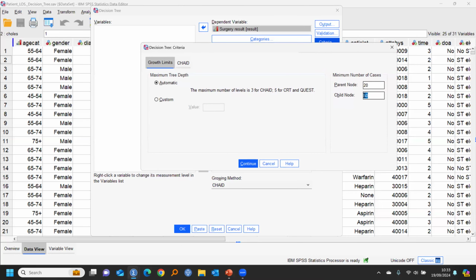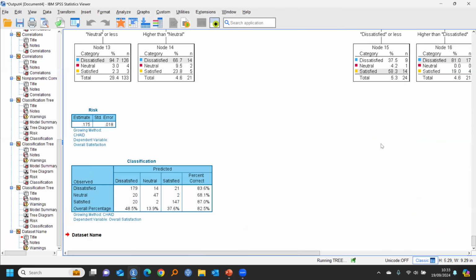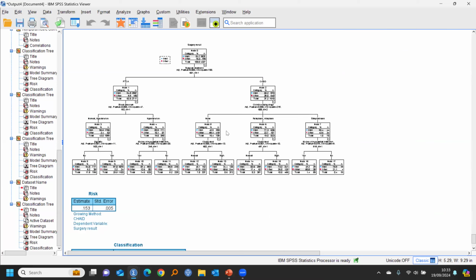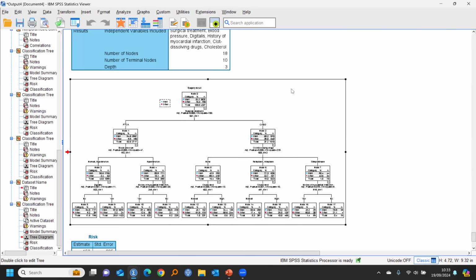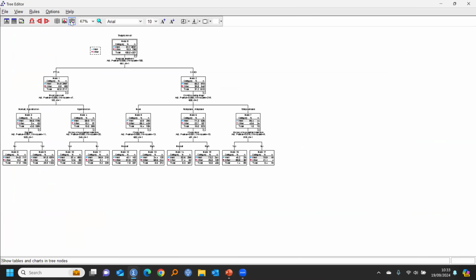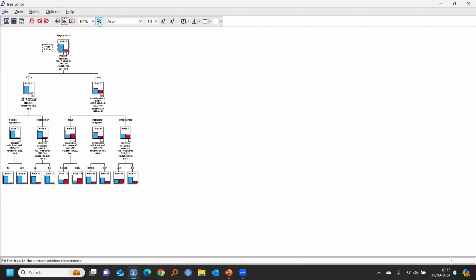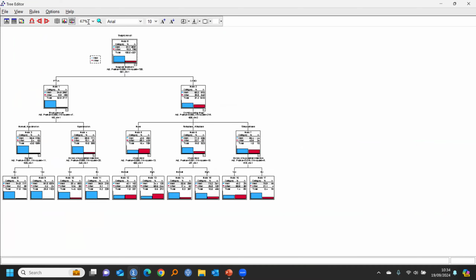I'm going to make that 20 and 10 in terms of my smallest group sizes. Click OK at that point. Get to run that. It's taking a bit longer to run. And let's say if I double click on it and zoom in, I'm going to add some bar charts here just to make it a bit clearer and zoom in.